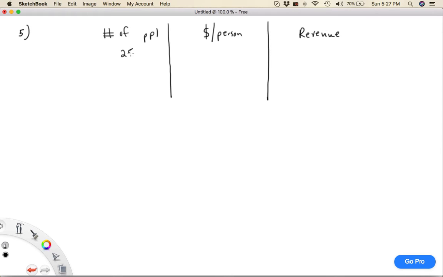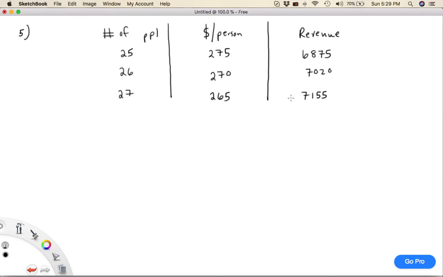Okay, so we've got 25 people. They told us it's definitely going to be $275 per person if there's 25 people. And then if there's 26, the cost per person decreases by $5. So we got $270. And then if there's 27 people, we've got $265. Now we can quickly multiply these.